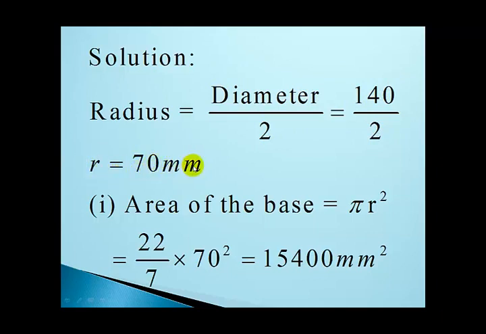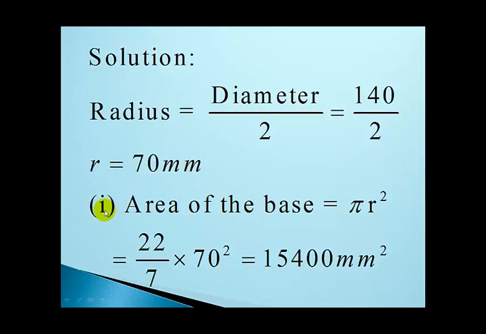Take note that when you divide the diameter by 2, you will get the radius. And so dividing the diameter, that is the 140 given in the question, by 2, the answer is 70 millimeters. That means that the radius of the cylinder equals 70 millimeters.